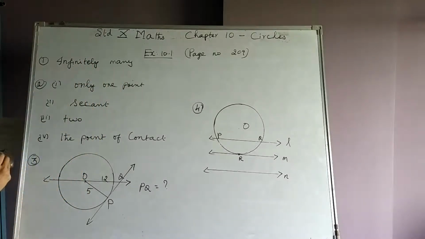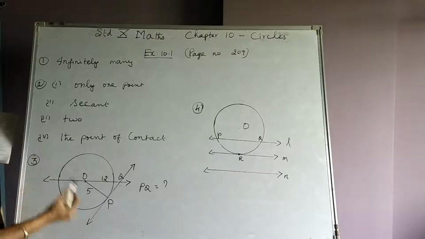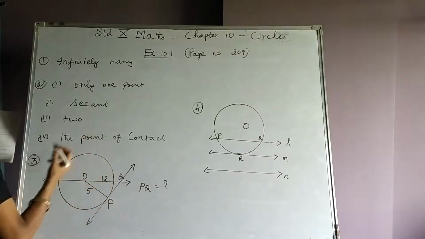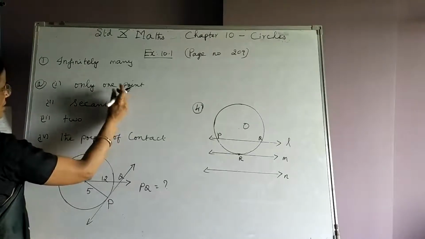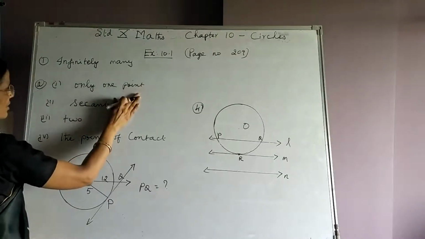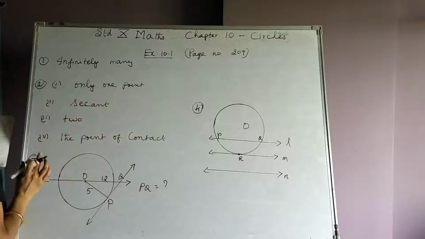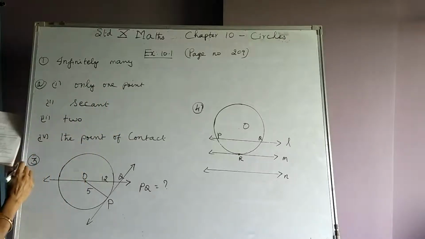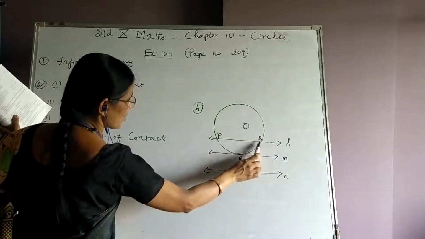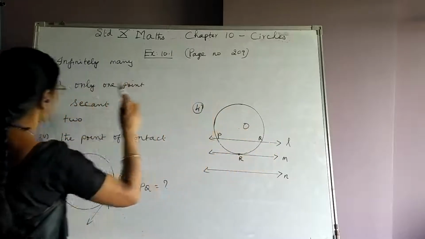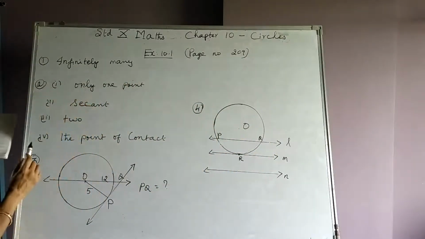The second question is fill in the blanks. In this, the first subdivision is a tangent to a circle. A tangent to a circle intersects the circle in only one point. Tangent means in how many points it intersects? Only one point. The second subdivision is a line intersecting a circle in 2 points. If you find a line intersecting the circle at 2 points, what is the name of that line? The line is called a secant of the circle.